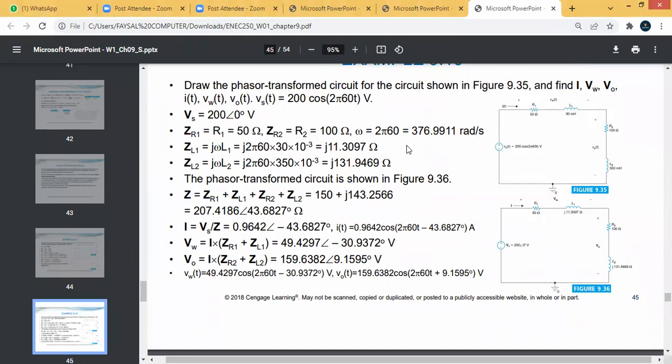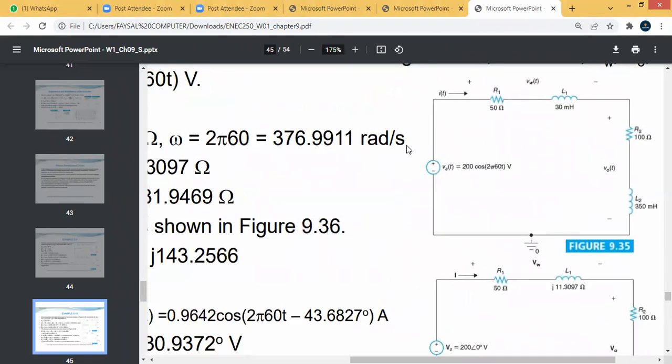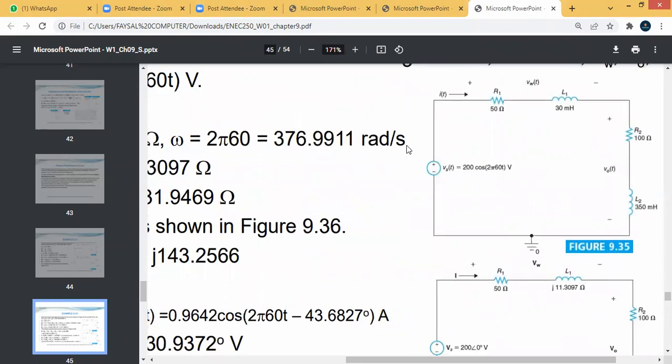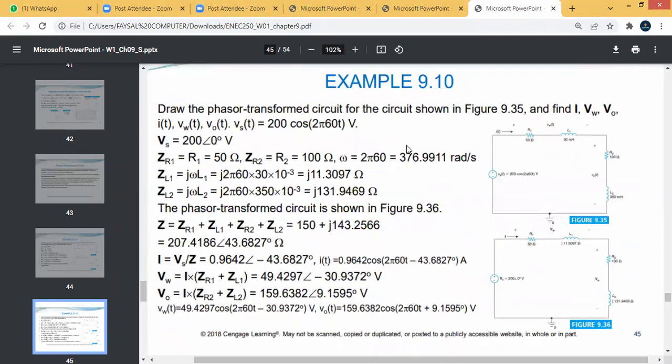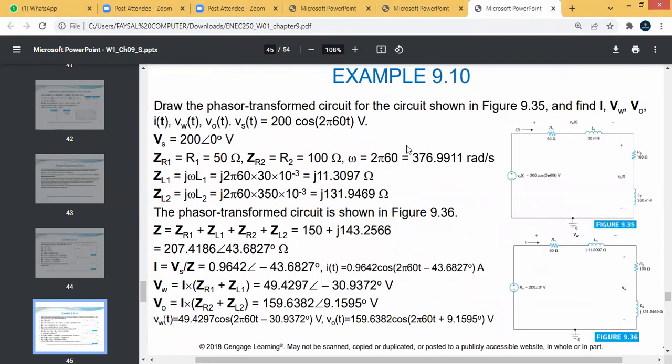So 9.10 will be: draw the phasor circuit for the circuit shown in 9.35. So this is the circuit shown in 9.35. I have to convert it into phasor coordinates, that is my Vs value, ZR1, ZR2, ZL1, ZL2.